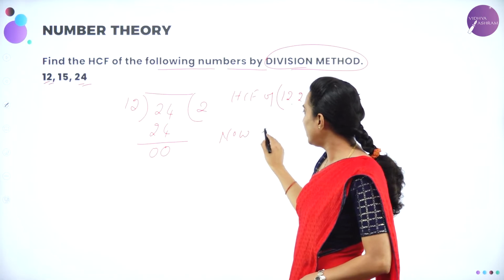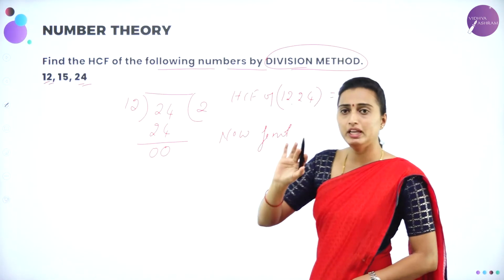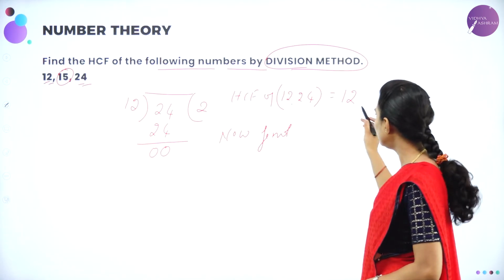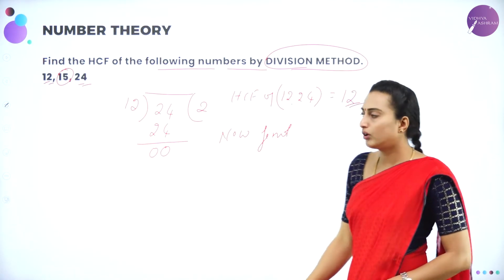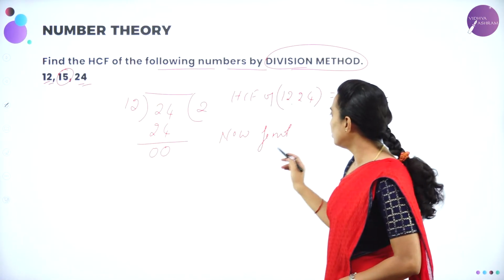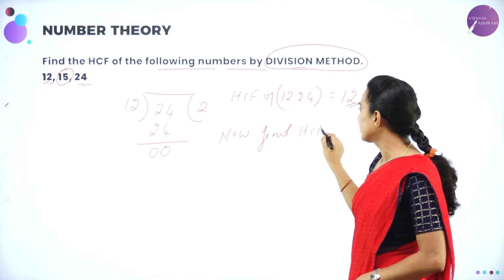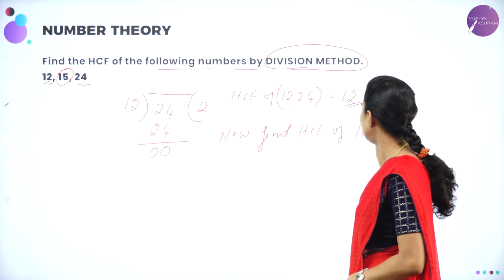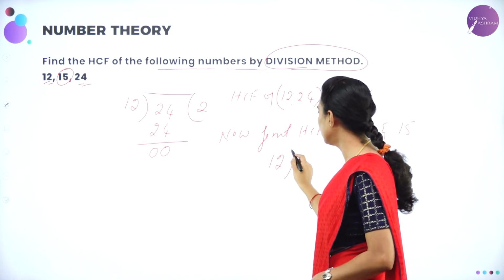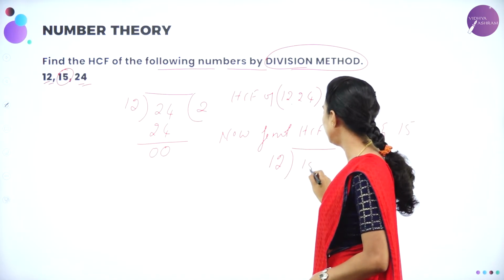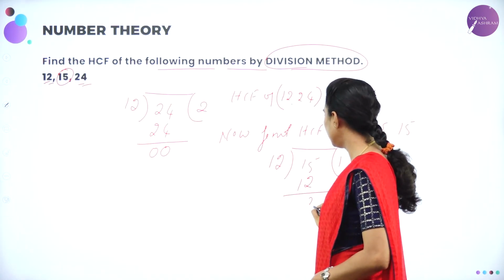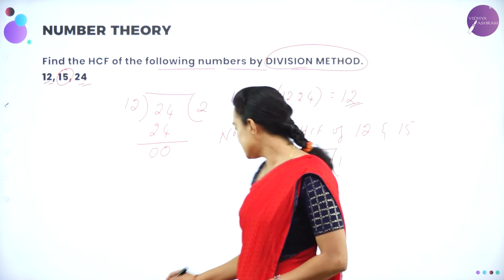Now find the HCF with the remaining number. The remaining number is 15. The HCF of 12 and 24 we found out is 12. So what you need to do is find the HCF of this 12 and this 15. So now find the HCF of 12 and 15. You take 12 as the divisor, and 15 you write inside. 12 ones are 12, which leaves 3, correct? Now what you are going to do?